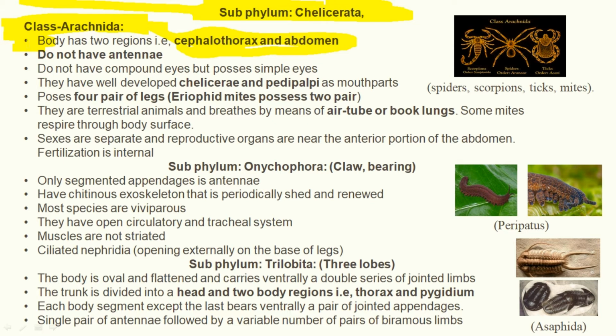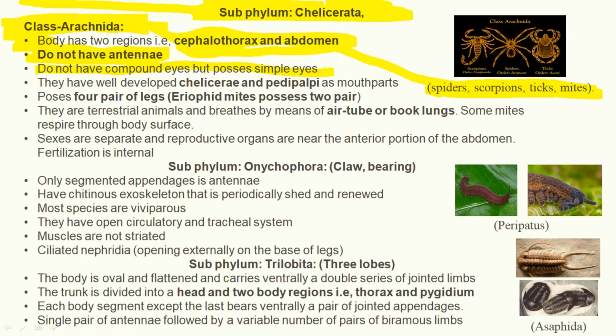Then come to the second point. They do not have antenna. Just like insects have one pair of antenna, but in class Arachnida they don't have any kind of antenna. Examples are spider, scorpion, tick, and mites. These come under class Arachnida. They don't have any antenna. They also do not have compound eyes. They have only simple eyes.